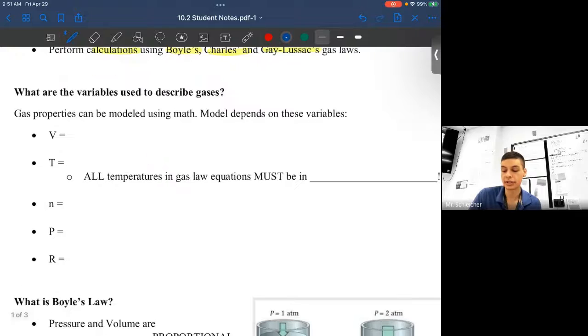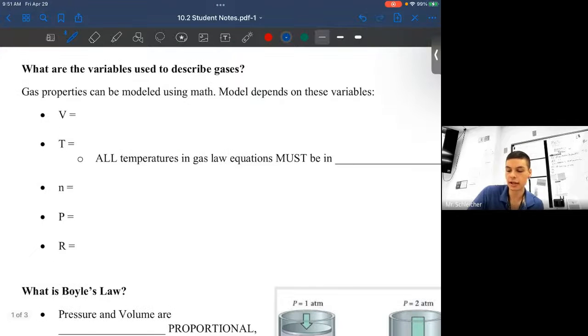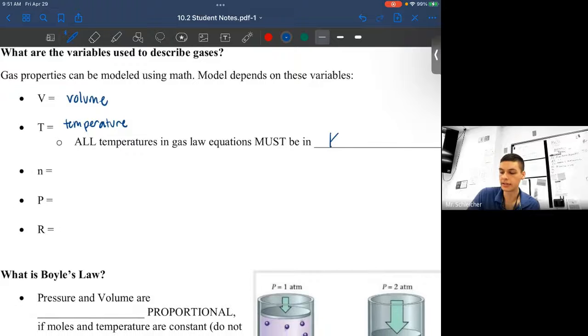These variables that we're going to look at are pretty self-explanatory just based off of these letters. But whenever you see these letters, this is what they mean. The capital V stands for the volume of the gas. So that's going to be units of like milliliters or liters, things like that most of the time. Capital T is going to be temperature of the gas. So in chemistry, we only use degrees Celsius or Kelvin. But with gas law equations, we have to only use Kelvin. It must always be in Kelvin.